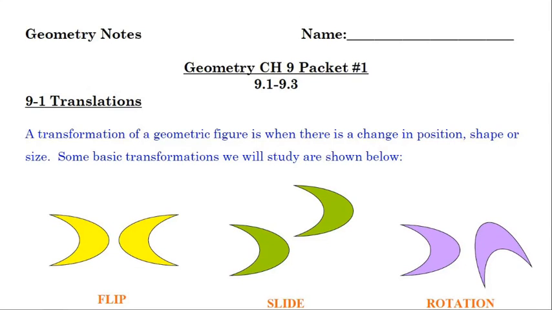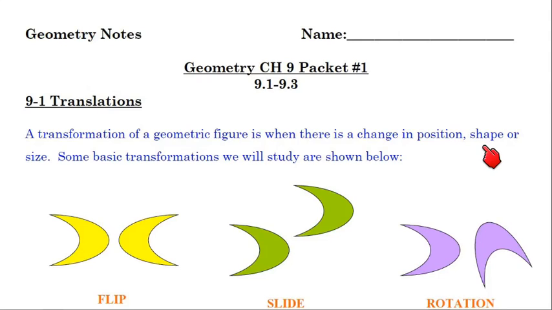Alright, so we're going to real quickly talk about the first three sections of Chapter 9, which deal with our first packet. And this is all about translations, transformations, where we take some figure and we do something to it, where we change either the position, the shape, or the size. And we have some basic ones shown below that we're going to look at in these three sections. But the key thing, most of the time, we'll just change the position.